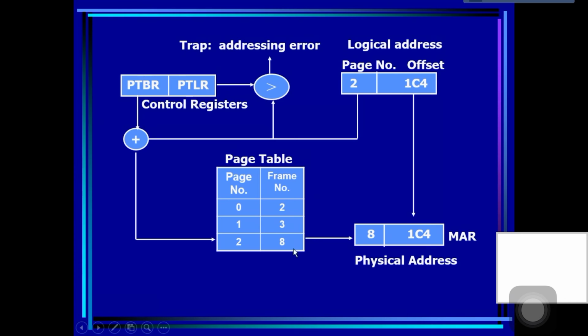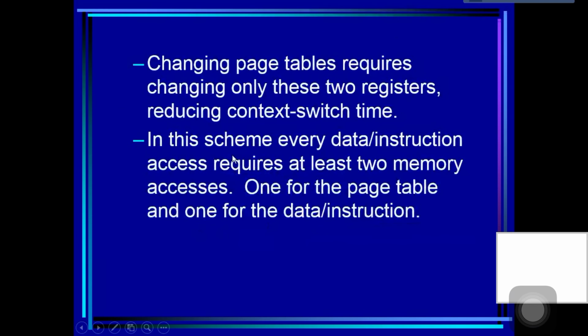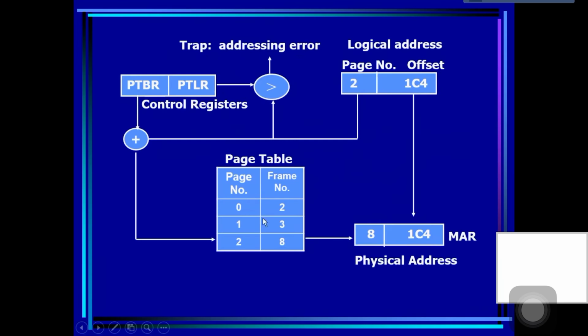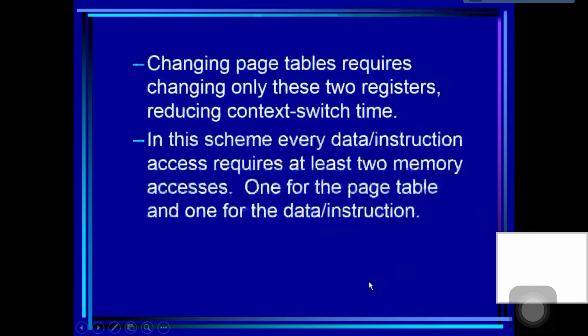But the page table for each process is stored in main memory. Okay? So in this scheme, every data or instruction access requires at least two memory accesses. The first time is for accessing the page table to find the physical frame number. The second time is for the data or instruction.